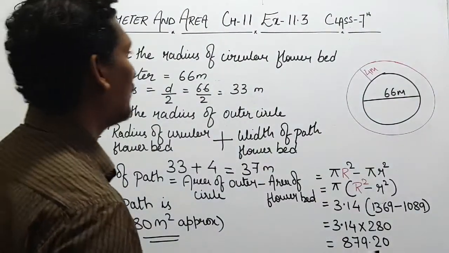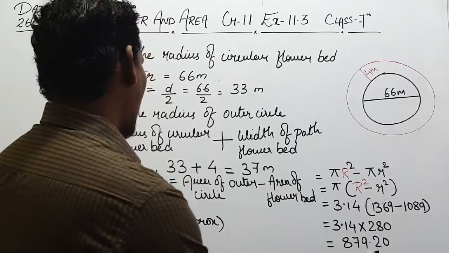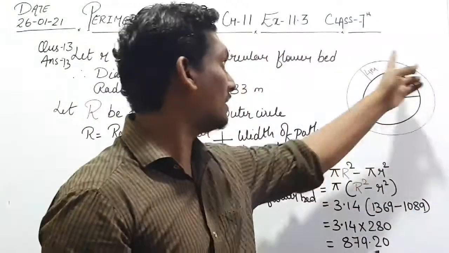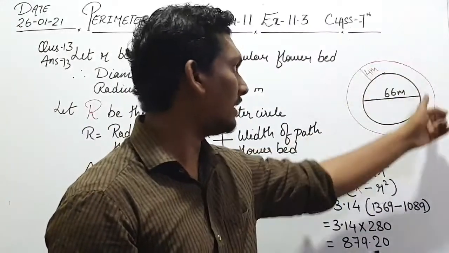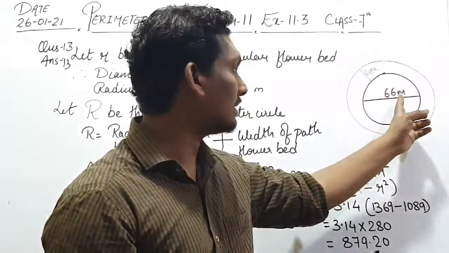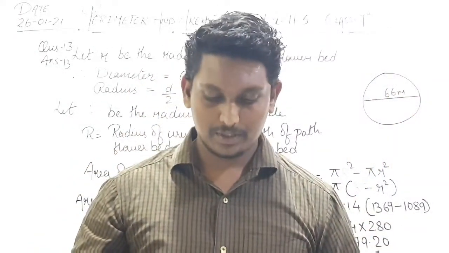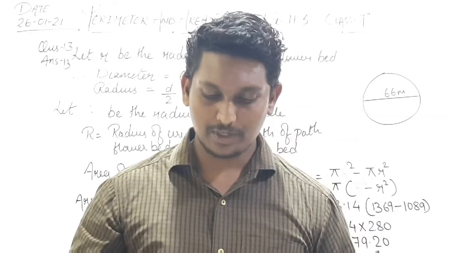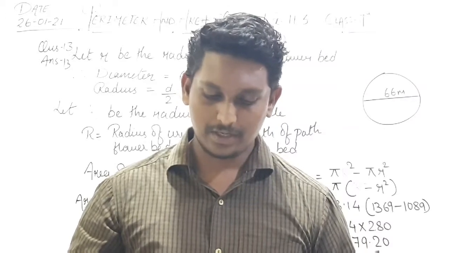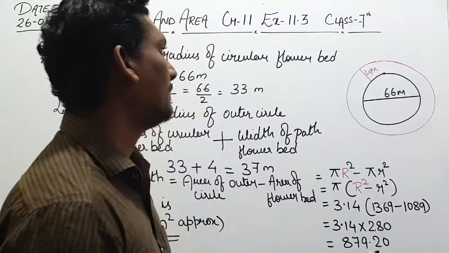Now the question is, we have to find the area. Now I'm just going to read the question. So this is the outer circle and this is the inner circle, for which the diameter is 66 meter. The question is about a circular flower bed surrounded by a path 4 meter wide. The diameter of the flower bed is given. What is the area of the path? So we have to find the area of the path.